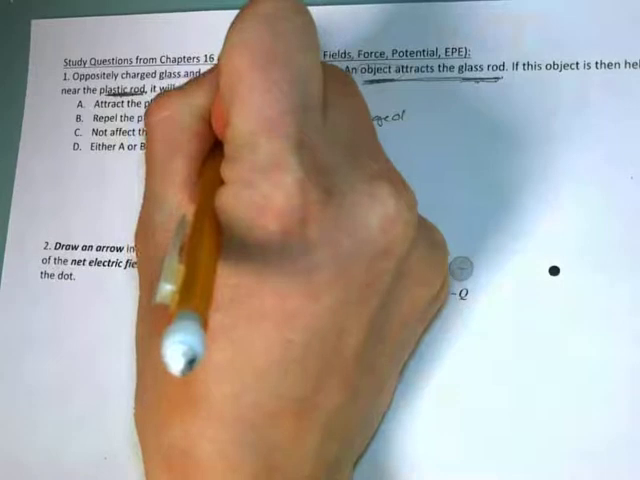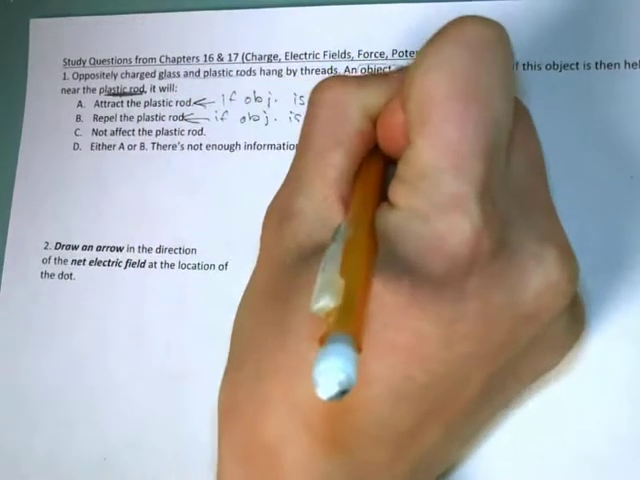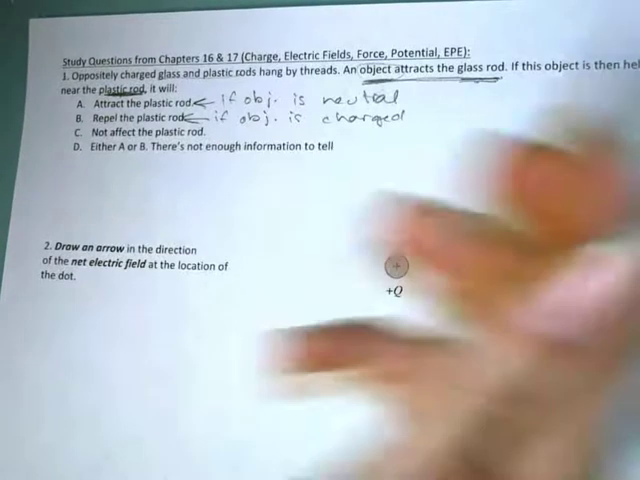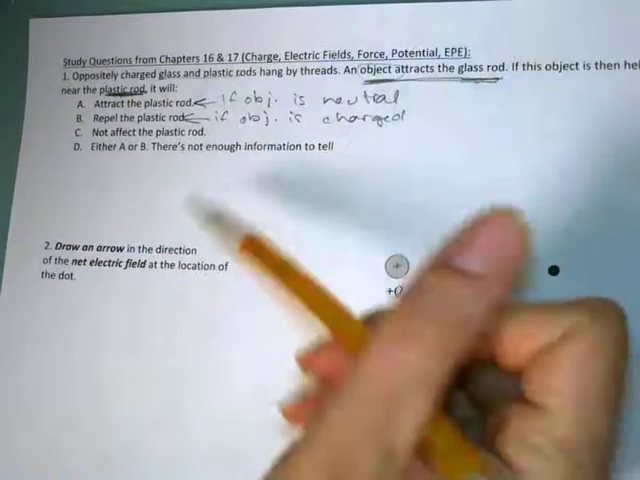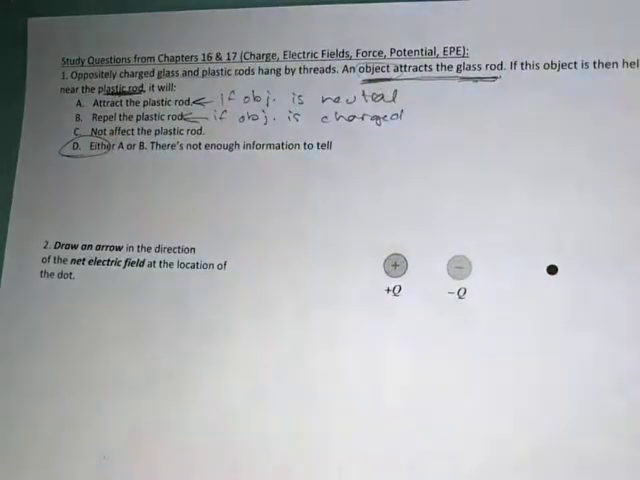If the object is neutral, then it would attract the glass rod. And without more information, we can't tell which one is right. So the correct answer there is D.